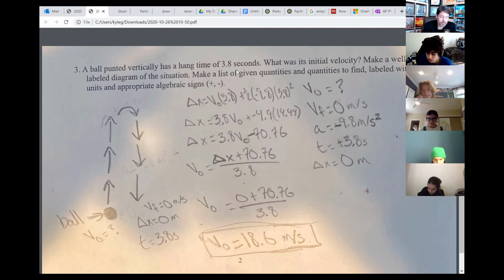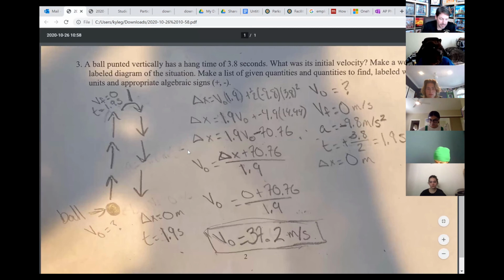If you're using the first kinematics equation, then you would have to do half the time and use your final velocity as what it is at the top, and you could still find this same answer. So there are 2 routes to go. Okay. So this is exactly correct. And if you go back to the previous one, looking at the very last step, V0 equals 0 plus 70 point something. The only difference is it should just be divided by 3.8, which gives you half of your answer.